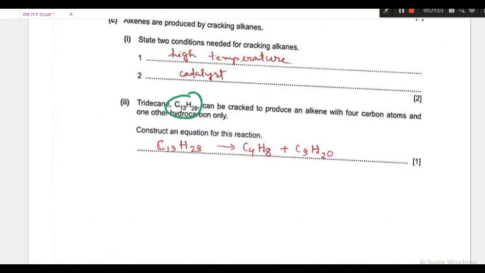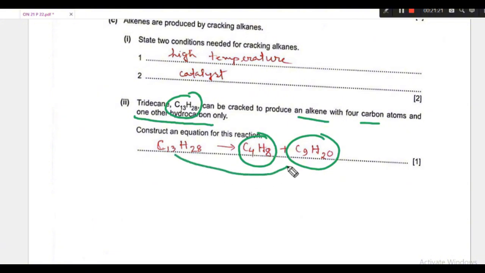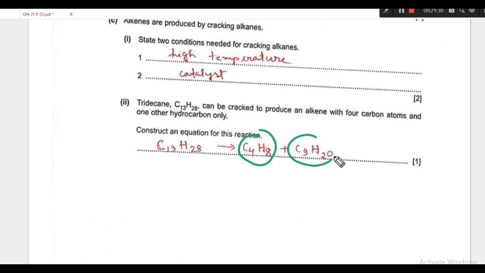Tridecane can be cracked to produce an alkene with 4 carbons. The 4-carbon alkene is butene, and the other product is a higher hydrocarbon, an alkane. So if one is an alkene, the other will be an alkane. Total 13 carbons, C4, 13 minus 4 gives 9 carbons, and hydrogen 28 minus 8 gives 20. So this is the alkene, and this is the alkane. Left hand side 13 carbon, right hand side 4 plus 9, 13 carbon. Left hand side 28 hydrogen, right hand side 8 plus 20, 28. All carbon and hydrogen atoms on both sides are equal.